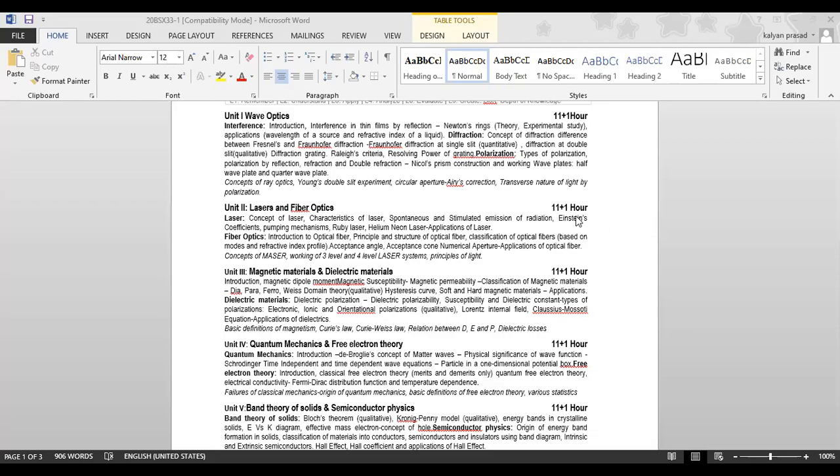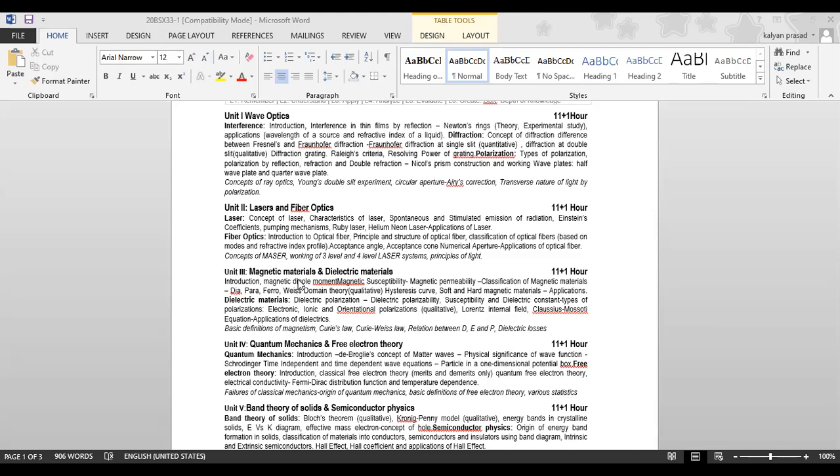Unit 1 of the syllabus is wave optics. It comprises three different chapters: interference, diffraction, and polarization. The second unit comprises two chapters: lasers and fiber optics. Of course, you can call it optical fibers also. Although there is a very small difference between fiber optics and optical fibers, at this stage you can use them interchangeably.